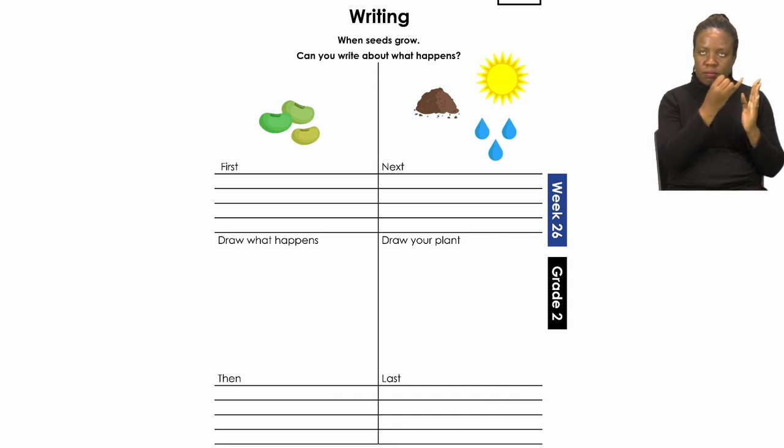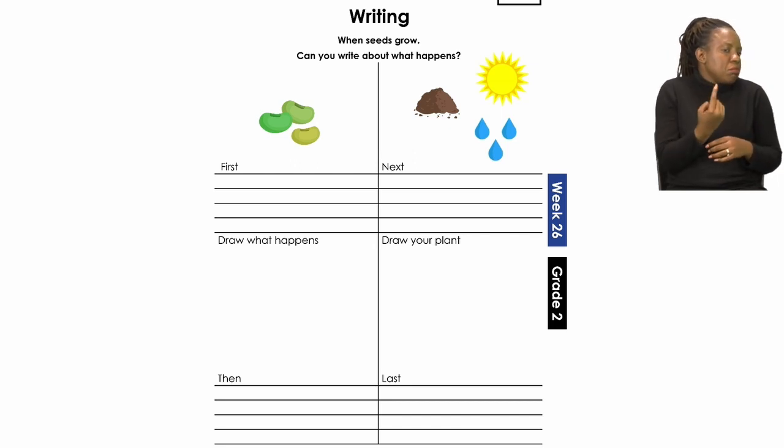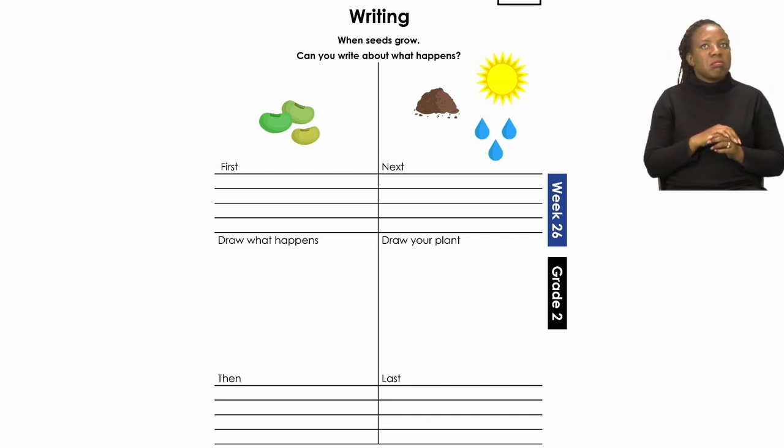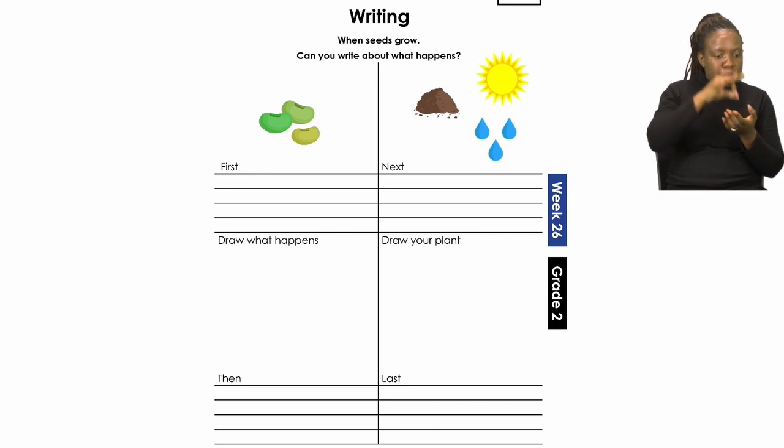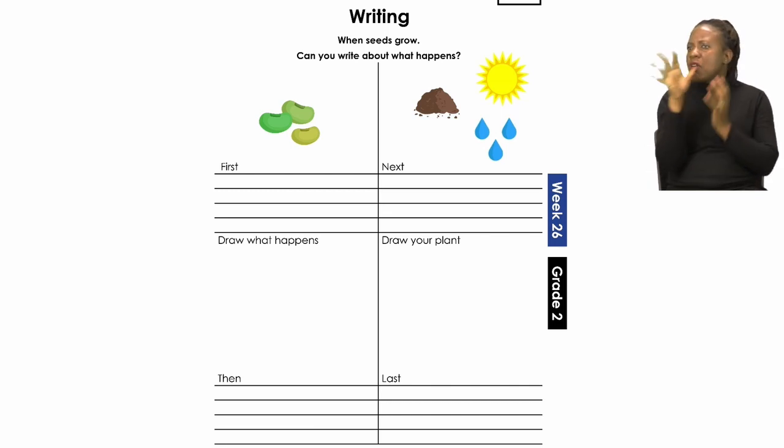You can decide what you want to draw. You can decide what happens after you put your seeds in the sand. Remember everyone, you can be creative here. And in the next block it says, draw your plant. So now at the end, you can decide what your plant or flower will look like.